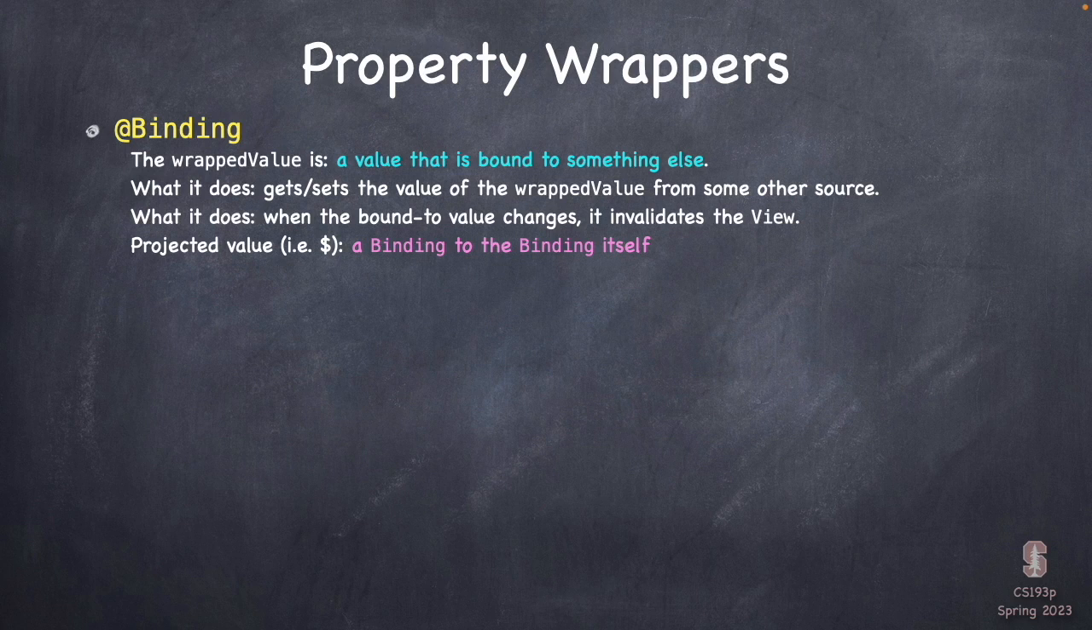The projected value of a binding is a binding to itself. Or if you want to think of it, it's a binding to that original thing. So if you take a binding, a dollar sign of a binding, you get the same thing back, basically. It's like self. You can think of it that way.